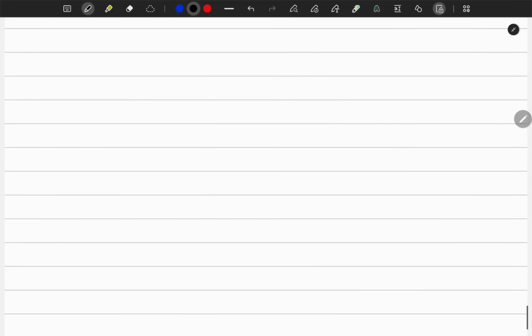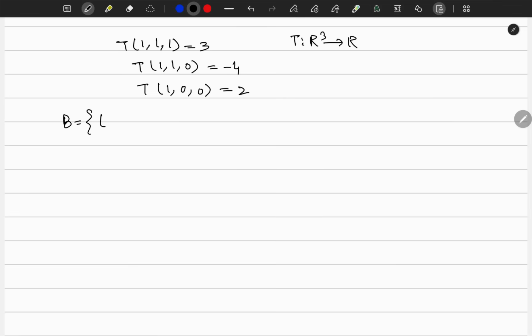Similarly, you can go to the 3 cross 3 case. If T(1, 1, 1) is equal to 3, T(1, 1, 0) is equal to minus 4, T(1, 0, 0) is equal to 2. You can check it is a transformation from R3 to R. Find the T, how the T will be defined. In a similar way, you can check whether this set, (1, 1, 1), (1, 1, 0), (1, 0, 0), is a basis or not.